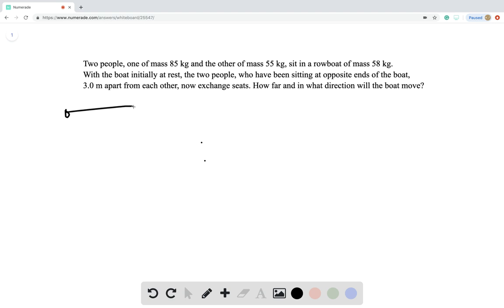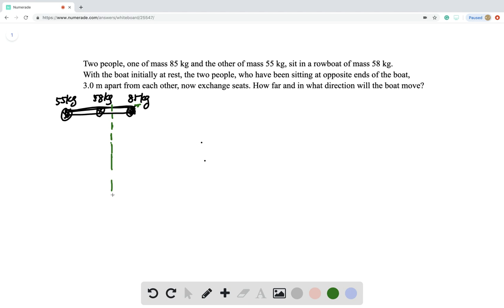We have two people. Assume this is a boat. We have one person of 85 kilograms sitting on it, and we have another person of 55 kilograms sitting on it. And the boat itself has a mass of 58 kilograms in the center. So we can kind of expect the center of mass to be somewhere over here, because this person, 85, is heavier than the other.